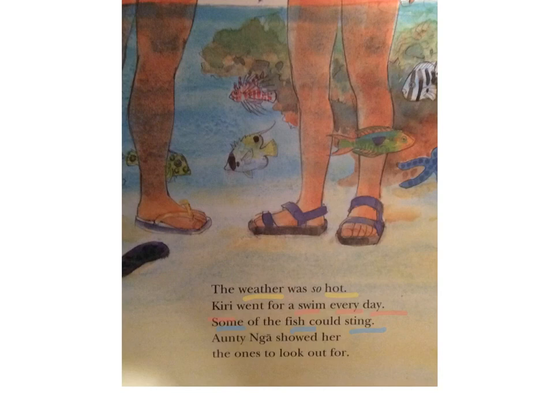And the last sentence says, Auntie Na showed her the ones to look out for. What do you think the key words would be? I would say Auntie Na, showed, ones, and look, so that we know that those are the important words.